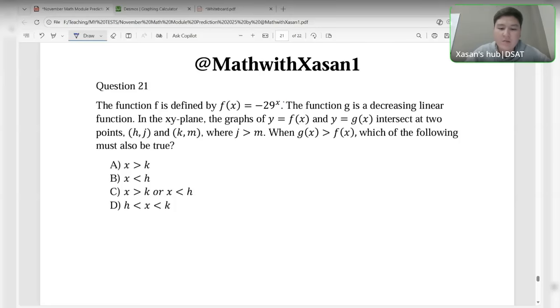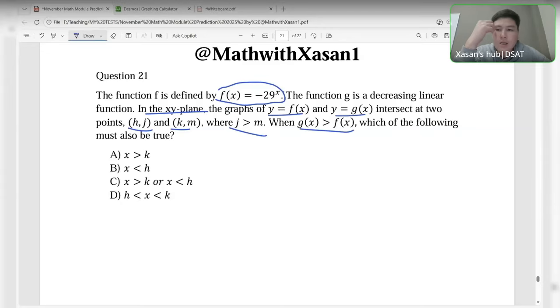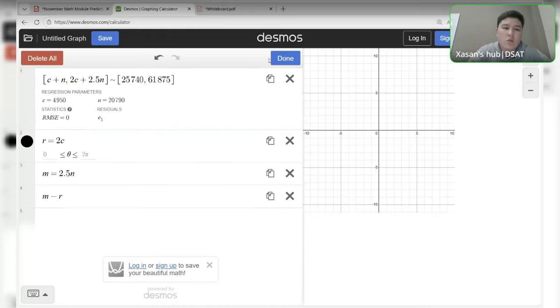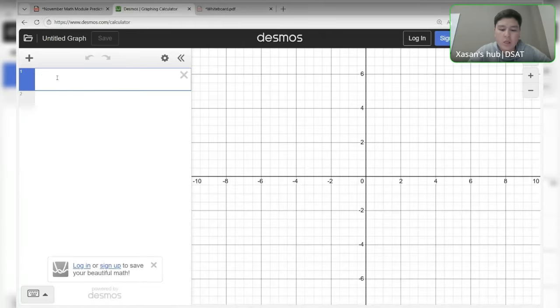Okay, look guys, we have a function f defined by f of x equals negative 29 to the power of x. The function g is a decreasing linear function. In the xy plane, the graphs of y equals f of x and y equals g of x intersect at 2 points, (h, j) and (k, m), where j is greater than m. When g of x is greater than f of x, which of the following must also be true? Guys, you can write this into Desmos, we can solve by using Desmos, but you have to understand one more point here.